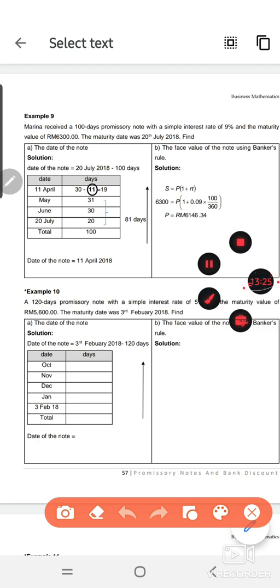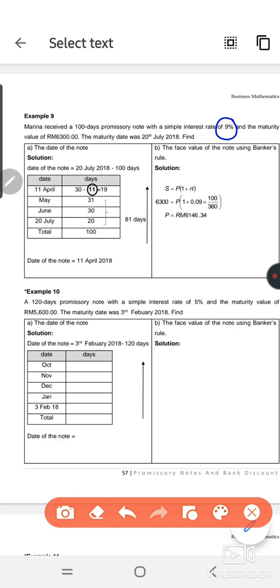Okay, for example 9, Marina received a 100 days promissory note with a simple interest rate 9%. Okay, so kita dah tanda dah kat sini R 9%, maturity value 6300. So yang ni maturity value ataupun S. The maturity date 20 July 2018. Find the date of the note. So sekarang dia nak tarikh nota tu.